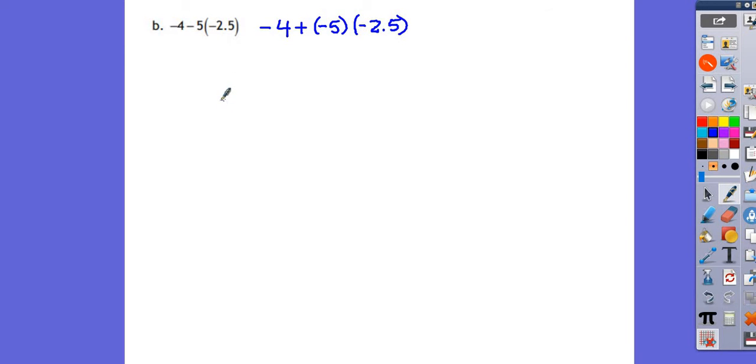So there's no parentheses, no exponents, any multiplication or division. I see multiplication here, so I'm going to do that first. And I have a negative 5 times a negative 2.5. Well, a negative times a negative, that's going to be a positive. And 2.5 times 5, 5 times 5 is, oh gosh, 25. 5 times 2 is 10, plus 2 is 12. There's one decimal place, so bounce that. This is a 5, so 12.5, and it was positive.